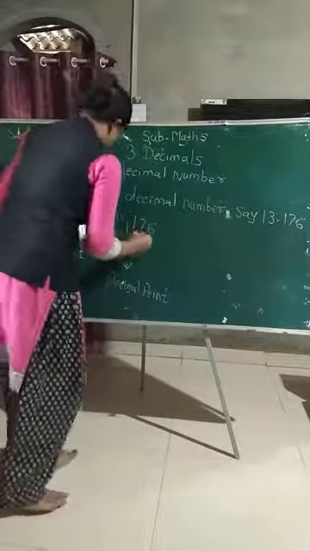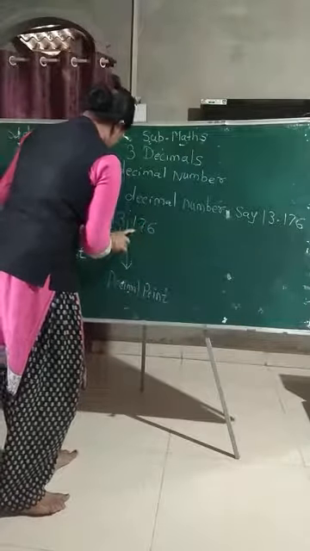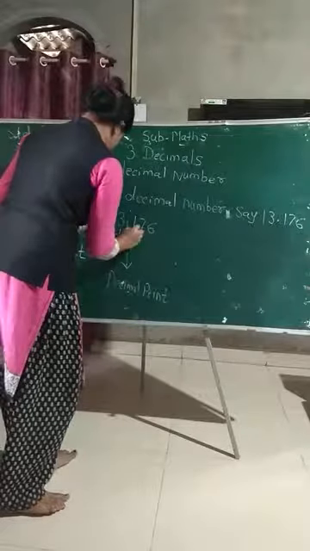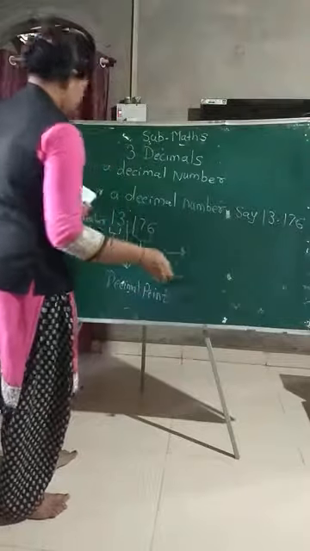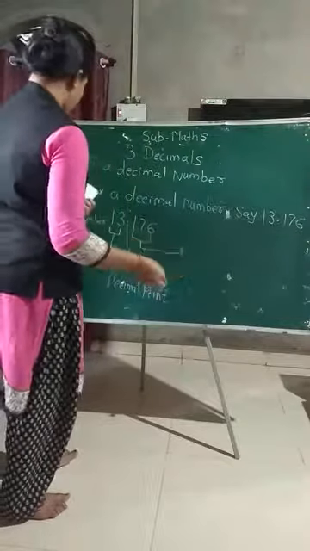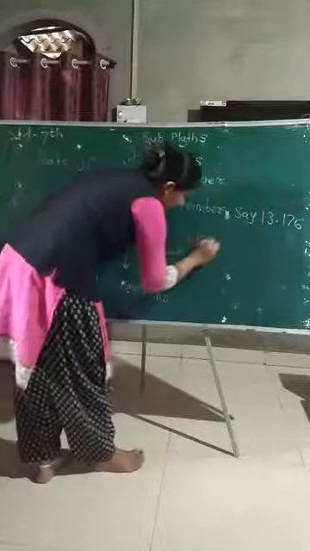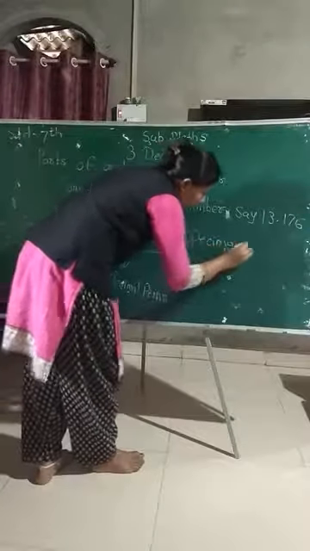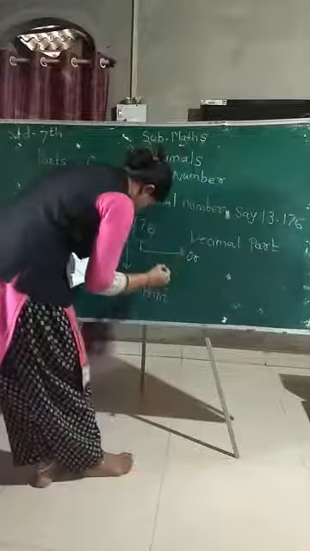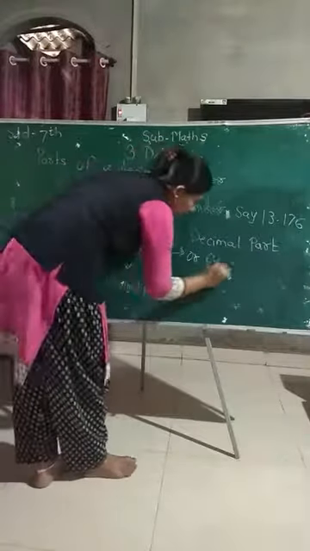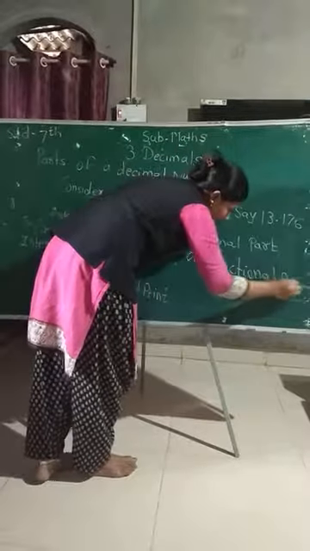After decimal point, there are three digits 1, 7 and 6. We call this decimal part or fractional part.